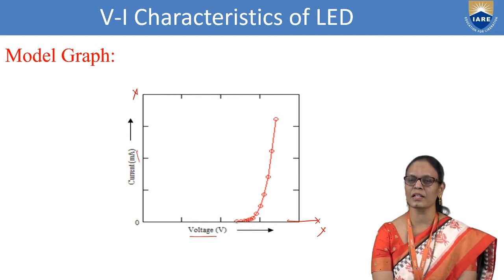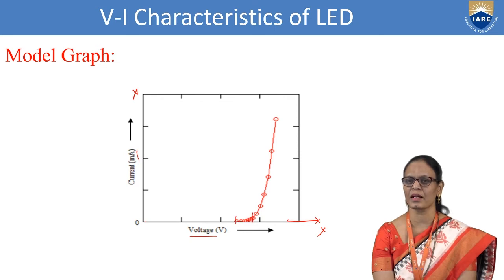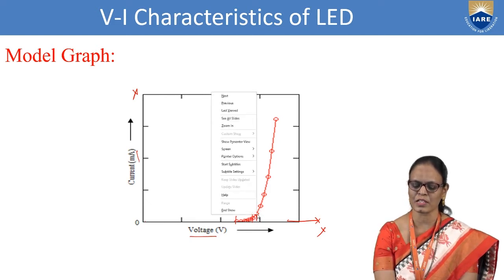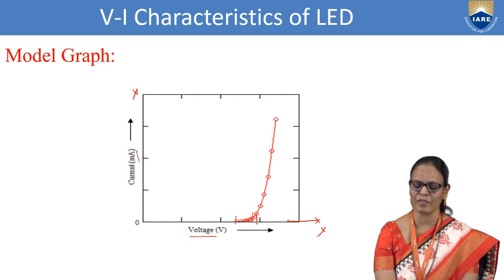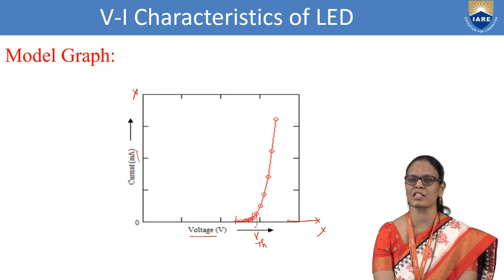If you see here, initially, when the voltage is 0, the current is 0. But slowly as you increase the voltage in this region, there is a very small rise in current. Even though the voltage increases, the current increases very slowly. But at a particular voltage, at this point, where the current starts increasing rapidly, we call it the threshold voltage. This corresponds to the threshold voltage.